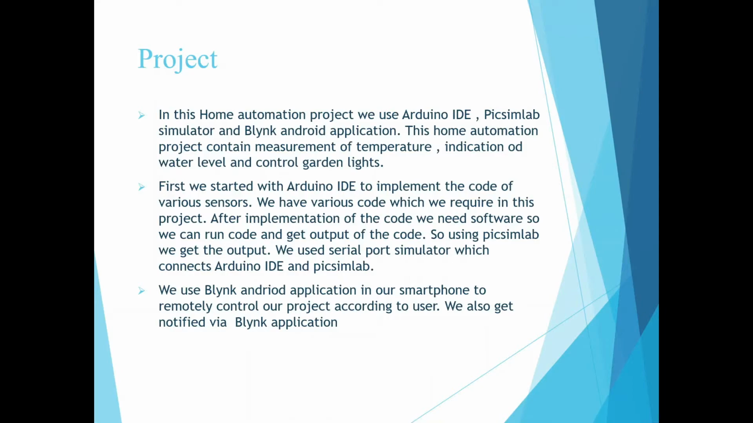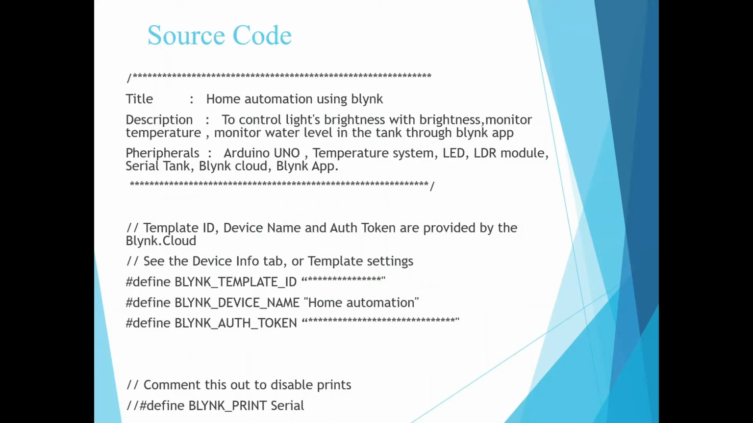Now here is the source code for the home automation using Blink. The description is to control light brightness, monitor temperature, and monitor water level in the tank through the Blink app. Peripherals used are Arduino UNO, temperature sensor, LED, LDR module, water tank, Blink cloud, and Blink app.